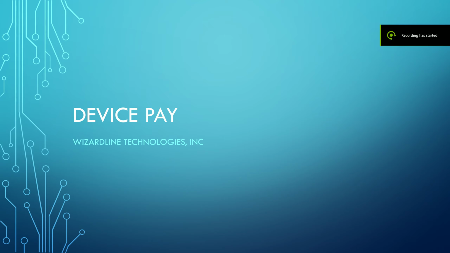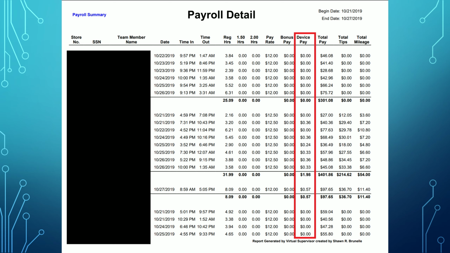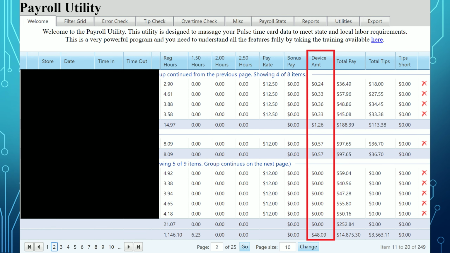I just want to take a quick second to talk about device pay and exactly how that works within the Wizards. So if you haven't noticed, you will be noticing shortly that there is a new column in everything payroll within the Wizards called device pay. It permeates throughout the entire site, the payroll detail, the payroll summary, as well as the payroll utility.